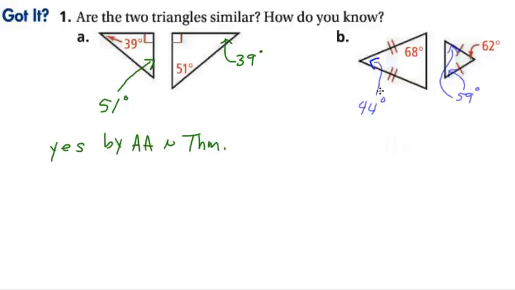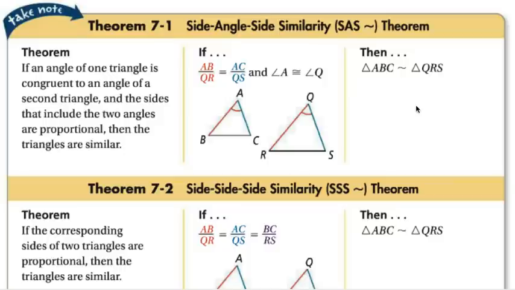Over on the right-hand side, if this one is 68 and it's isosceles, we know the base angle is also 68, which leaves 44 for the top vertex angle. But in the triangle on the right, that's not the case. We have the vertex angle is 62. It is also isosceles, but the base angles are 59. So that one, we do not know that those are similar, so that is not similar triangles.